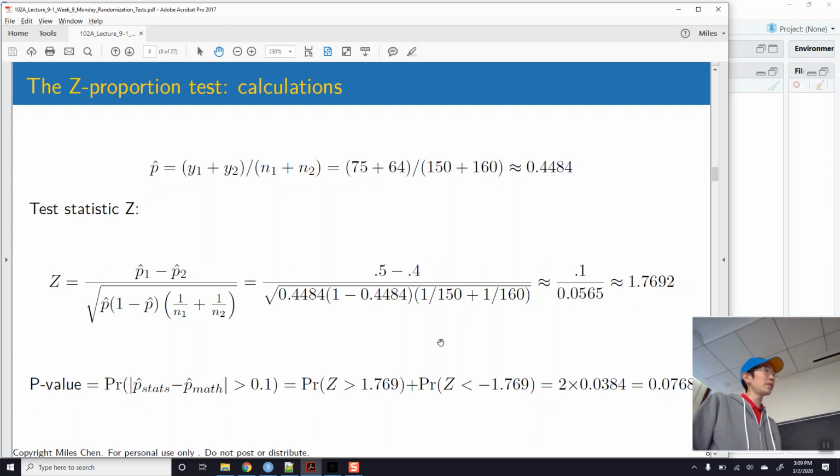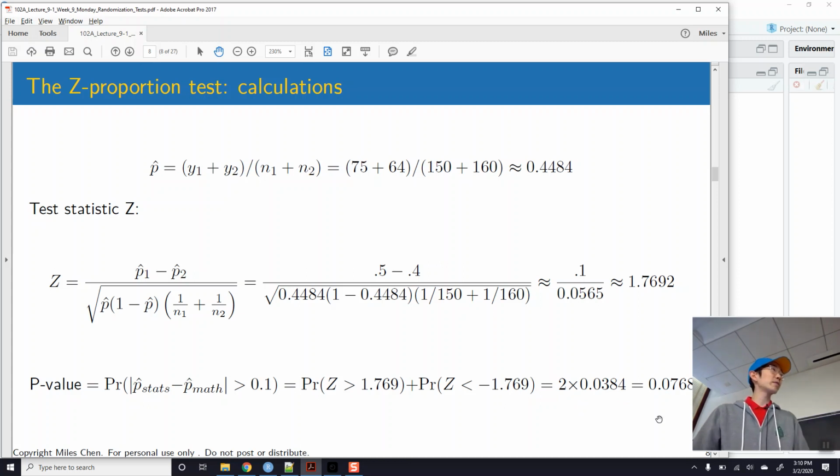So anyway, we do the calculation. The p-value is the probability that the absolute value is greater than 0.1, which translates to the probability that z is greater than positive 1.769 plus the probability that z is less than negative 1.769, right? Because we're looking at both the positive tail and the negative tail. So we're interested in both of those things. So it just ends up being 2 times one of the tails, 0.0384.